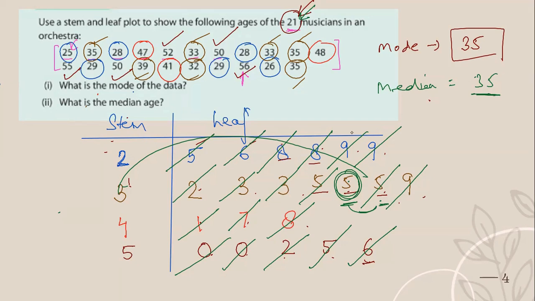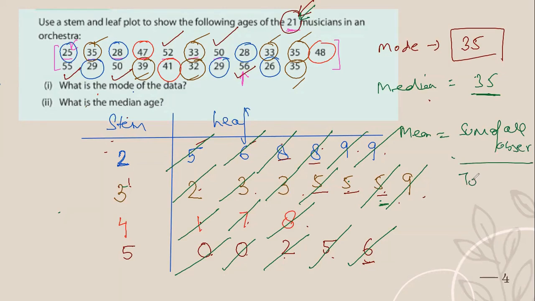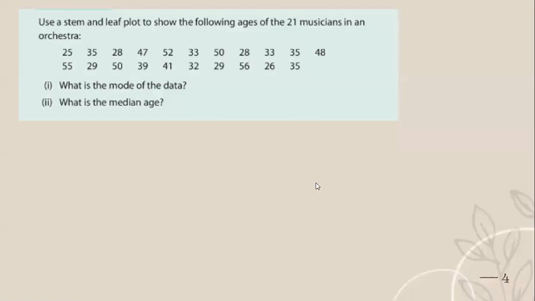Now, if I have to find the mean, that is a little complicated process. In the mean, you know the formula for finding the mean is the sum of all observations divided by the total number of observations. So the mean is a little complicated process. We will discuss that in another video, because otherwise the video will be too long, right?